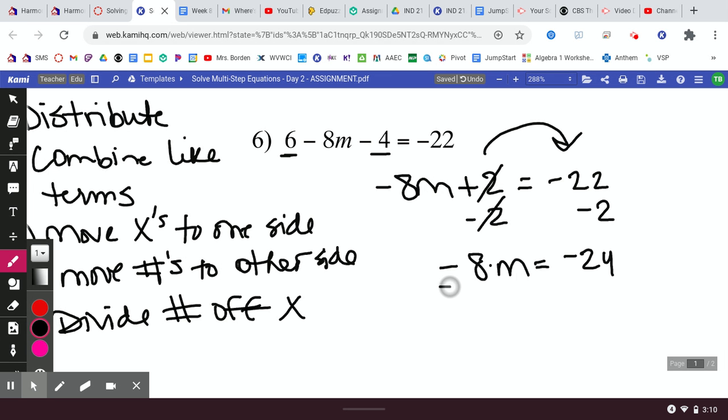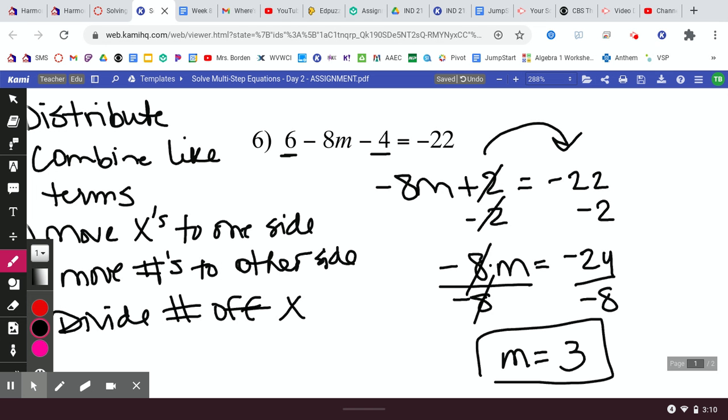It's attached with multiplication, so I'm going to get rid of it with the opposite, which is division. That leaves me an m by itself, which is what I wanted. And then -24 divided by -8 is +3. So there's your answer.